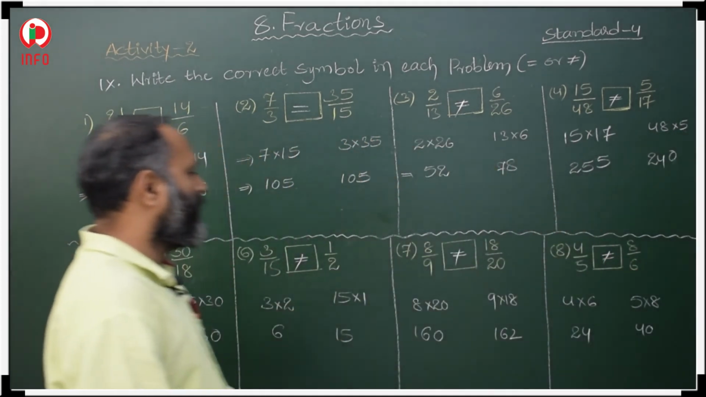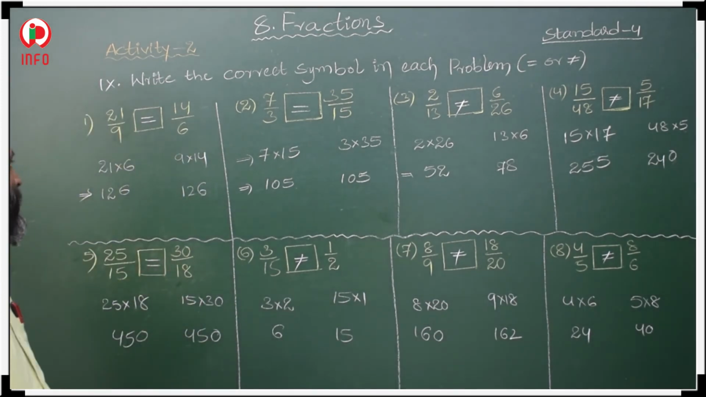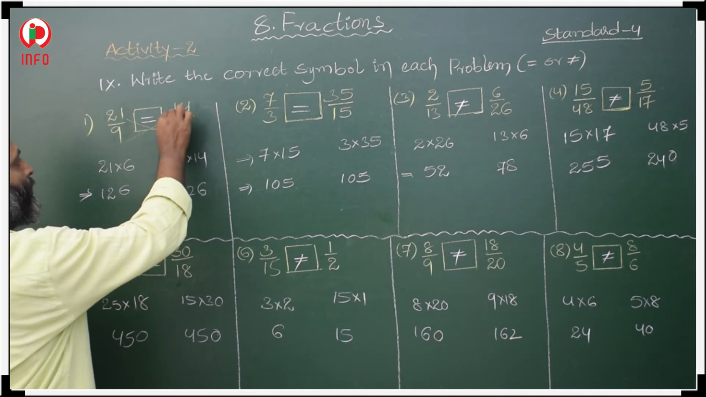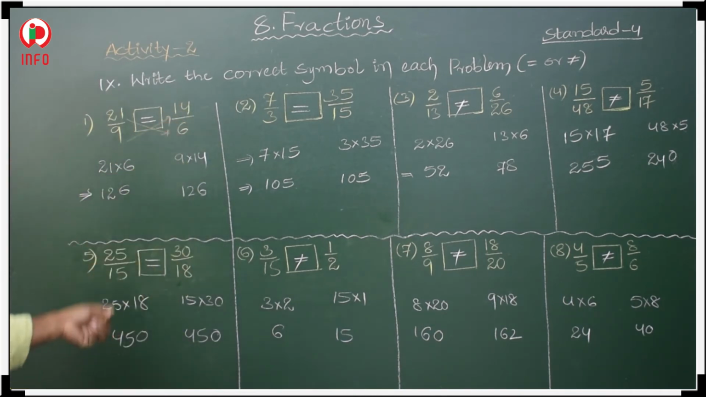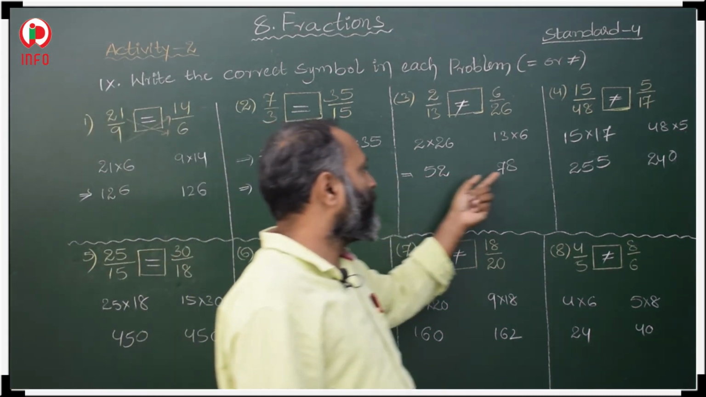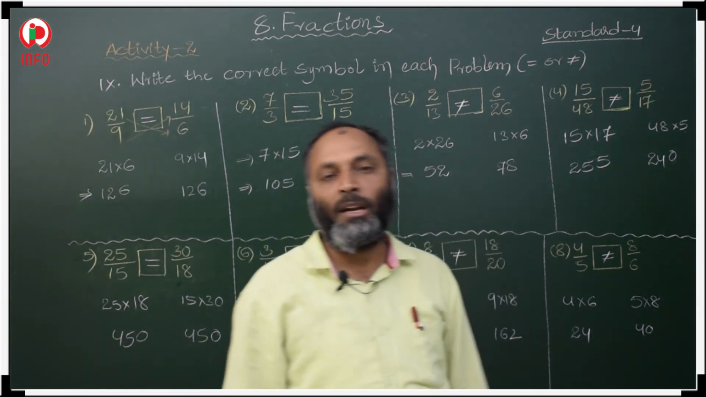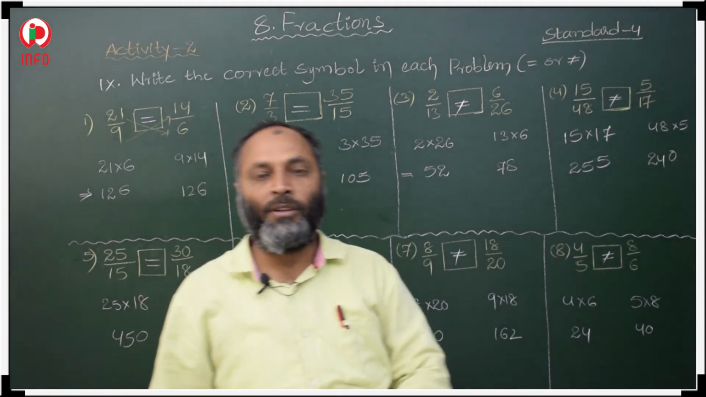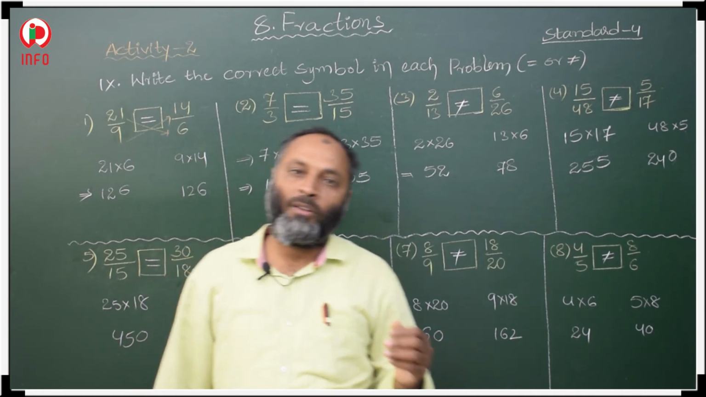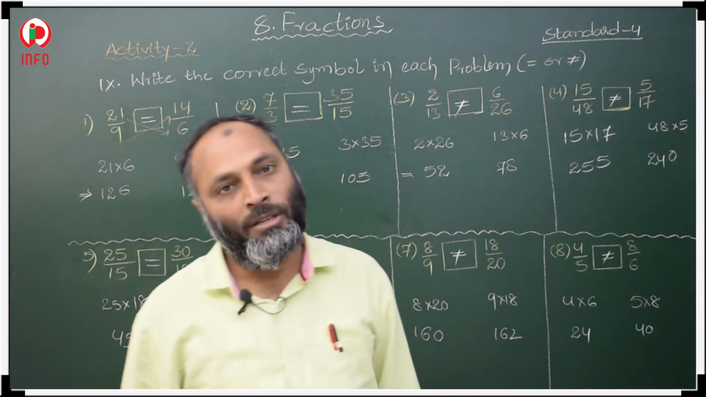Like this we have to cross multiply. Here 21 with 6, 9 with 4. Now you find what the values are. If both products are the same, then they are equal. If the products are not the same, then they are unequal. In this way we decide whether the given fractions are equal fractions or not by doing cross multiplication.